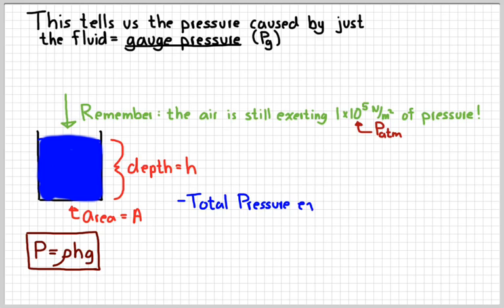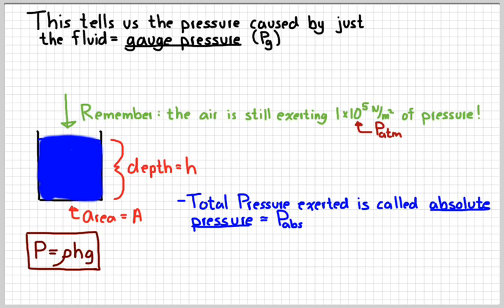And so if we want to know what the total pressure is on an object at the bottom of this beaker, we would call that the absolute pressure, and we would simply add the gauge pressure, which is what the equation gives us, to 1 atmosphere, or 1 times 10 to the 5th pascals of pressure.